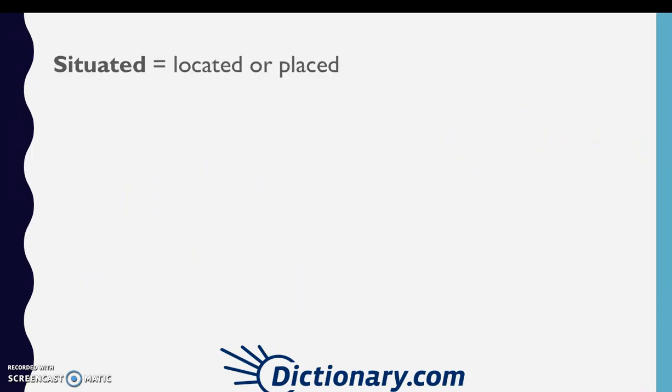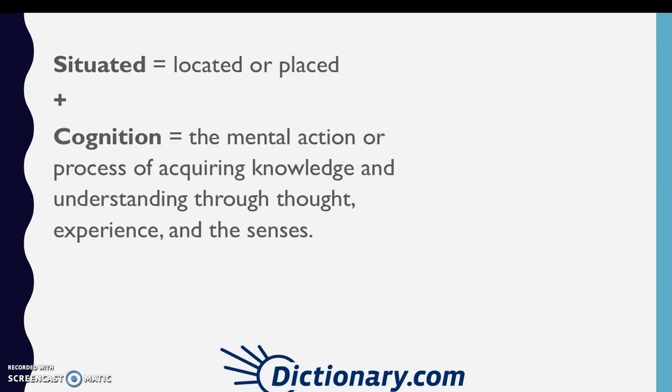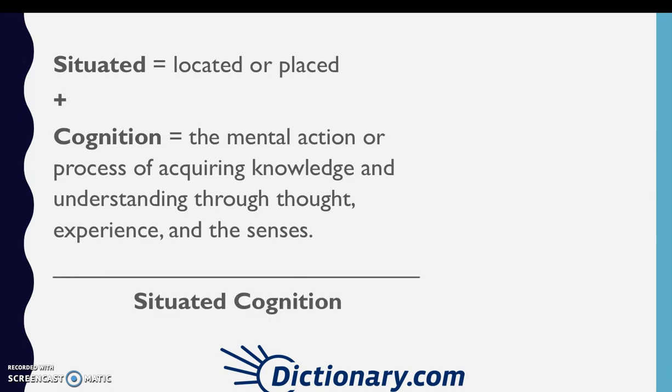So what exactly is situated cognition? Let's break it down. Situated is a verb, meaning located or placed, and cognition is the mental action or process of acquiring knowledge and understanding through thought, experiences, and the senses. So when you put those two together, you get situated cognition, right? True, that is what situated cognition is.